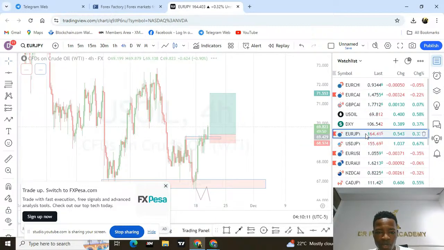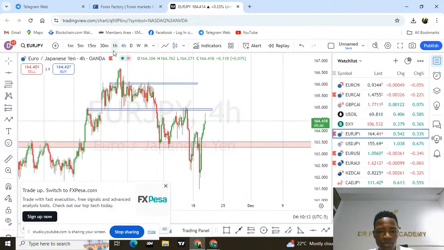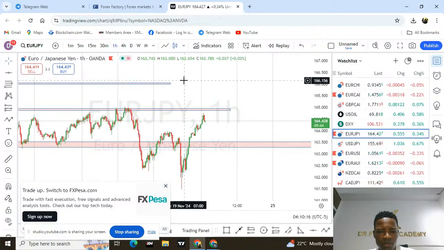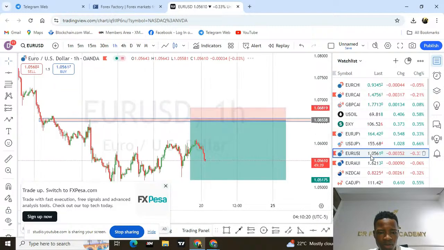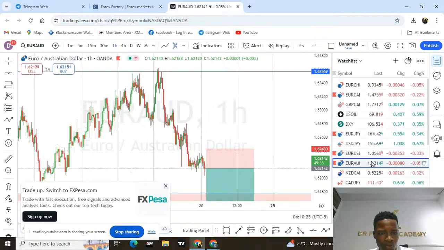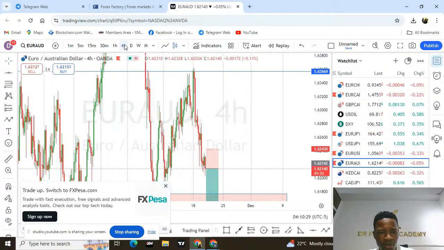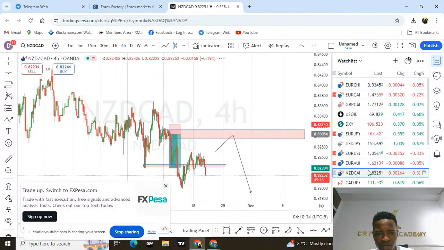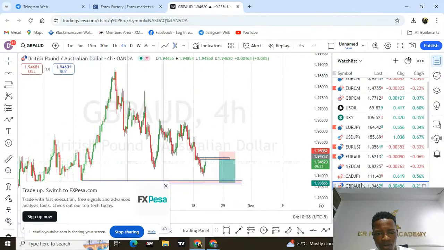Which other pair? Not Euro USD. Euro USD is not an A setup for today. You don't have any entry there. Euro AUD. And why are we looking to sell Euro AUD? Okay, yeah. Another A setup today is Euro AUD. NZD CAD. No, we don't have any CAD JPY. No GBP AUD. Yeah, another A setup for us is GBP AUD today.